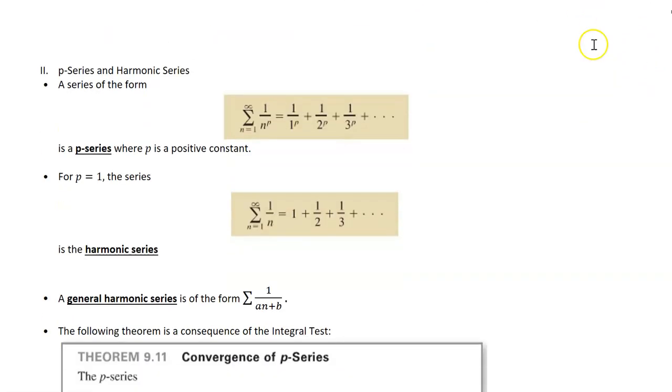One special consequence of the integral test we get are what are called p-series. A series of the form 1 over n to the p, which is 1 over 1 to the p plus 1 over 2 to the p plus 1 over 3 to the p, so on and so forth, is a p-series where p is a positive constant. For p equals 1, we're specifically looking at 1 over n to the first power. So this would be 1 plus 1/2 plus 1/3 plus 1/4 plus 1/5, so on and so forth. And this is the harmonic series. A general harmonic series is going to take the form 1 over an plus b.